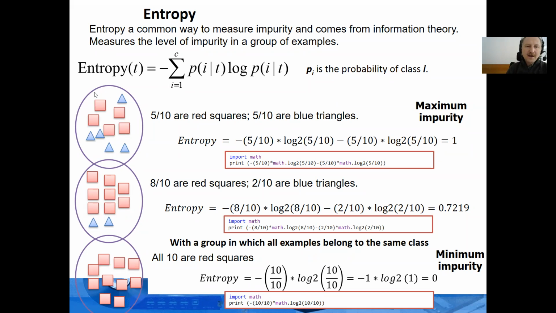This has high disorder. This one has less disorder. This is an ordered set. This is a disordered set. You can measure the entropy by using this formula.